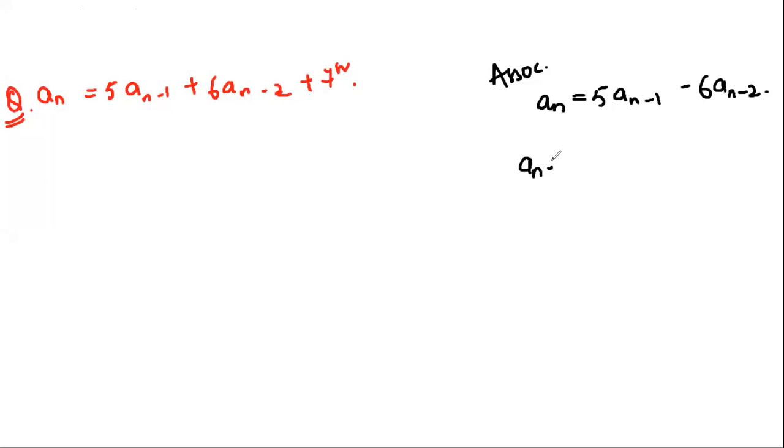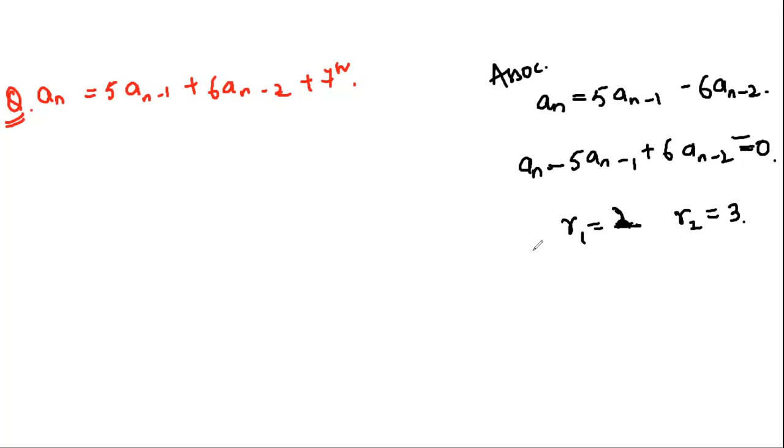a_n - 5a_(n-1) + 6a_(n-2) is equal to 0. Then when we get the roots, they will be 2 and 3. So if we convert it into r^2 - 5r + 6 and find the roots, basically the roots will be 2 and 3. Please solve it by yourself. You have to do the entire steps in the examination. r1 is equal to 2 and r2 is equal to 3.